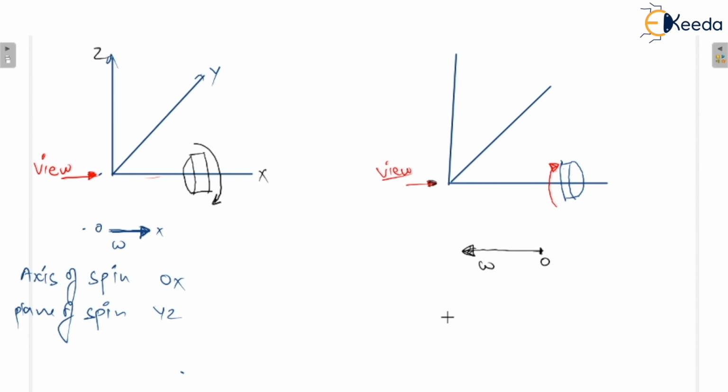Okay, because we are looking at the body from this side. So that means the axis of spin would be again OX, because it is in the x direction. Yes or no? It is the x direction. And what would be the plane of the spin? The plane of spin would be YZ.